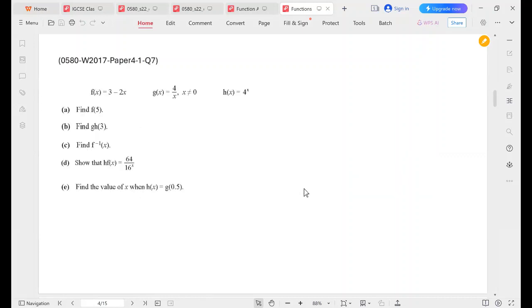In A, we are required to find f of 5. So f of 5 would equal 3 minus 2 times 5. This is equal to 3 minus 10, which is equal to negative 7.